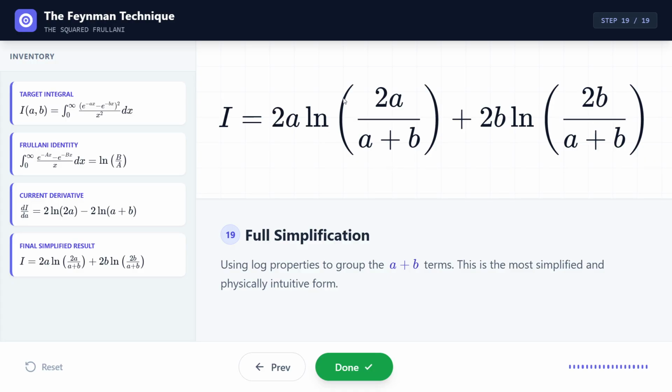You'll notice there's some symmetry here. We have 2a over here and we have 2b over here. We're taking natural log of both of them, but inside we have 2a in the numerator over here and 2b in the numerator over here, with a plus b being in both denominators. I don't know. I think that's pretty cool.